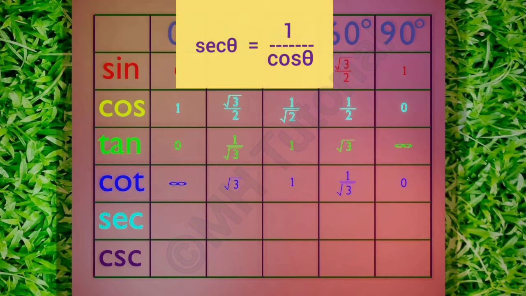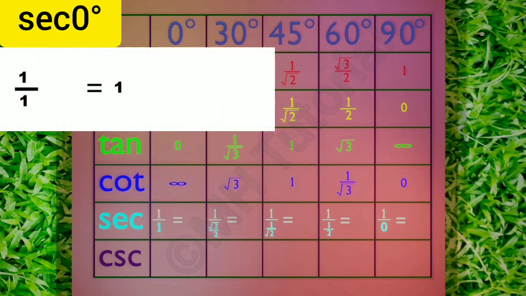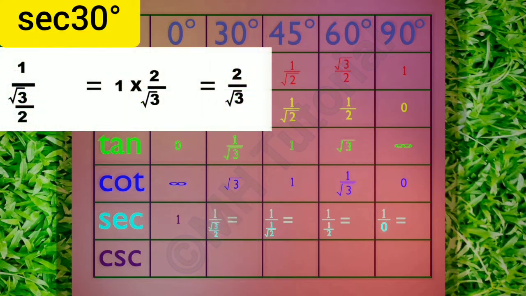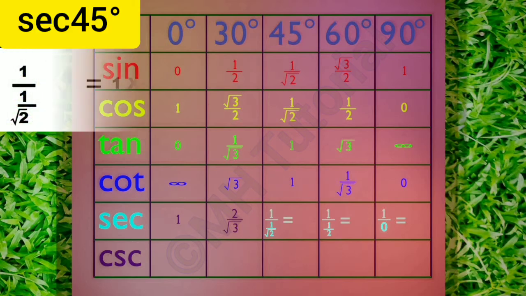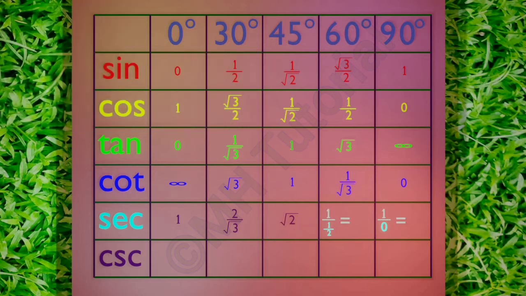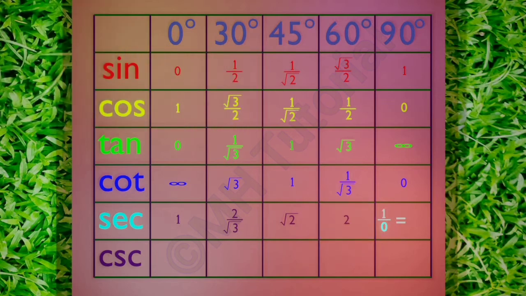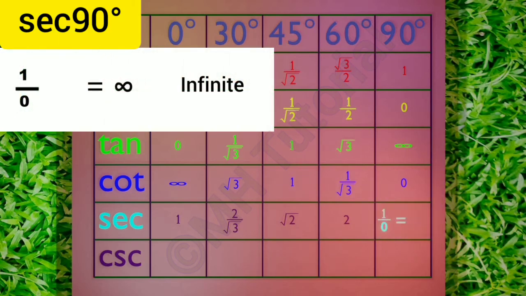Also, we know that sec equals 1 by cos. That is, sec is the reciprocal of cos. Fill boxes with 1 by cos values in each column and simplify. On simplification, we get, for sec 0 degree, 1 by 1 equals 1. For sec 30 degree, 1 divided by root 3 by 2 equals 2 by root 3. For sec 45 degree, 1 divided by 1 by root 2 gives root 2. For sec 60 degree, 1 by half equals 2. For sec 90 degree, 1 by 0 equals infinity.